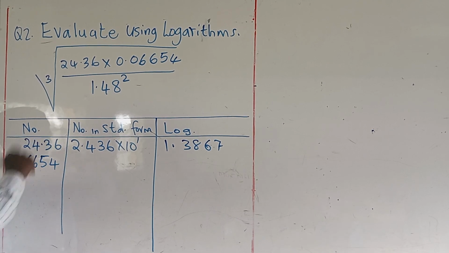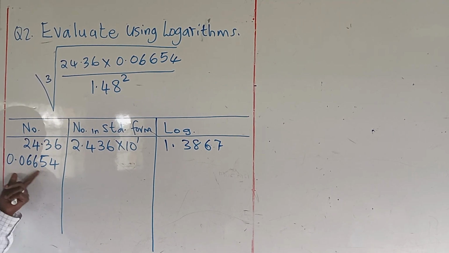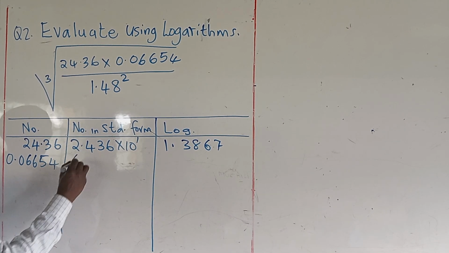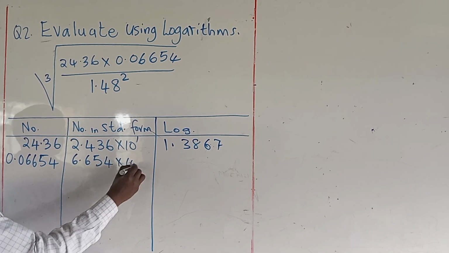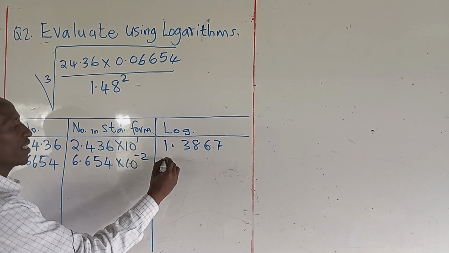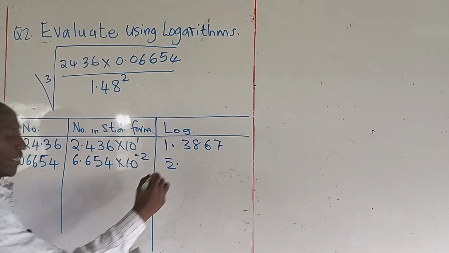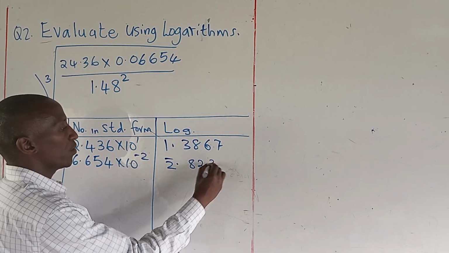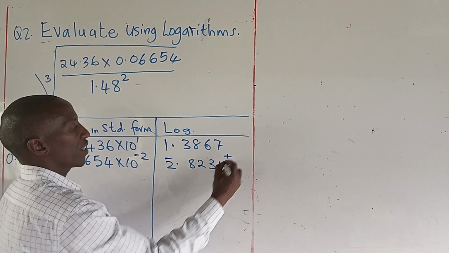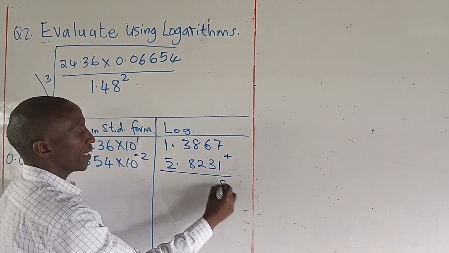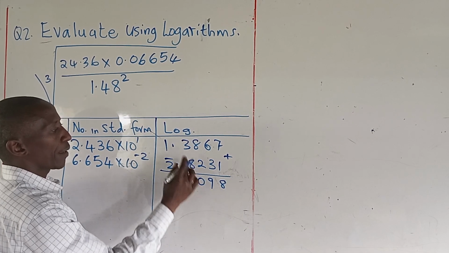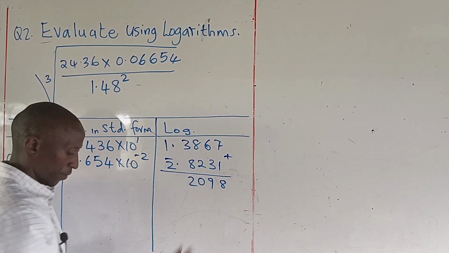In part 2, we have that number 0.06654. I chose this number deliberately to help us see how we work out the standard form and the respective logarithm. So that gives us 6.654 times 10 to the power what? We move this decimal point 1, 2 times 10 to the power negative 2. And that gives you bar 2 point 8231. Once more, we are multiplying the numbers, so we add their logarithms. And that gives us the addition there. This is 8, 9, 8 plus 2 is 10, carry 1. This is 4. 4 plus 8 is 12.